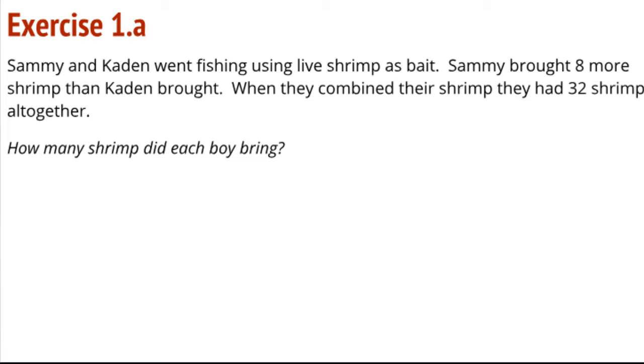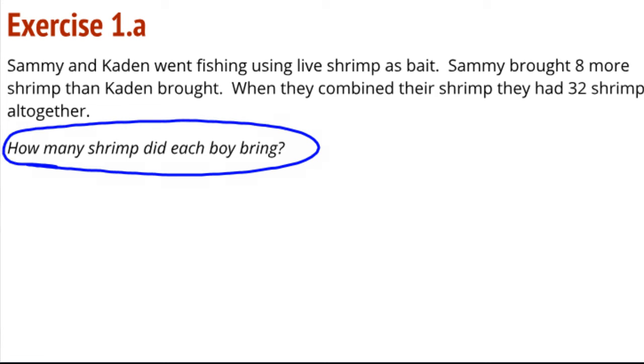All right, so we're going to use this now to try and solve some problems. And we're going to step through exercise one step at a time here. So Sammy and Caden went fishing using live shrimp as bait. Sammy brought 8 more shrimp than Caden brought. And when they combined their shrimp, they had 32 shrimp altogether. The question we want to answer is, how many shrimp did each boy bring?